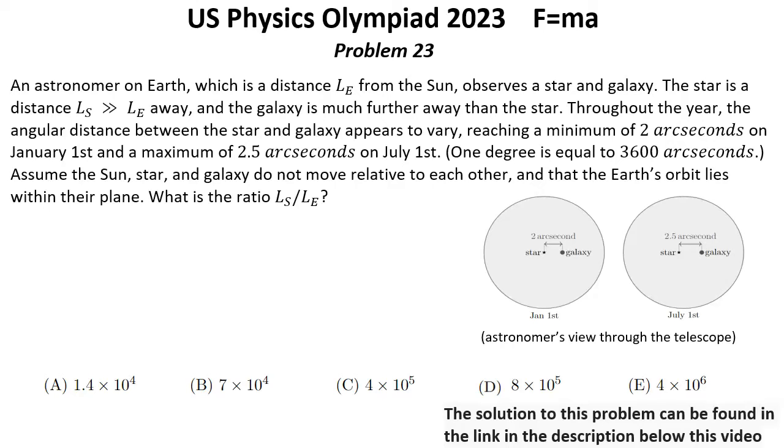1 degree is equal to 3,600 arcseconds. Assume the Sun, star and galaxy do not move relative to each other, and that the Earth's orbit lies within their plane. What is the ratio LS over LE?